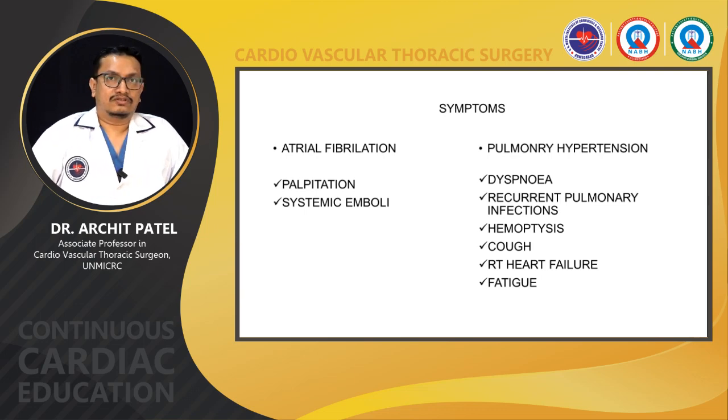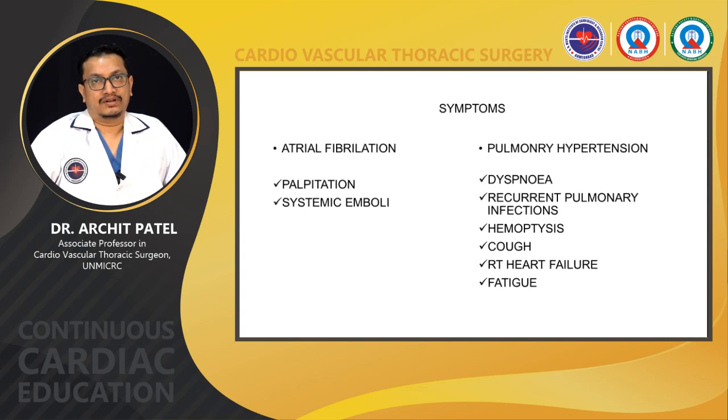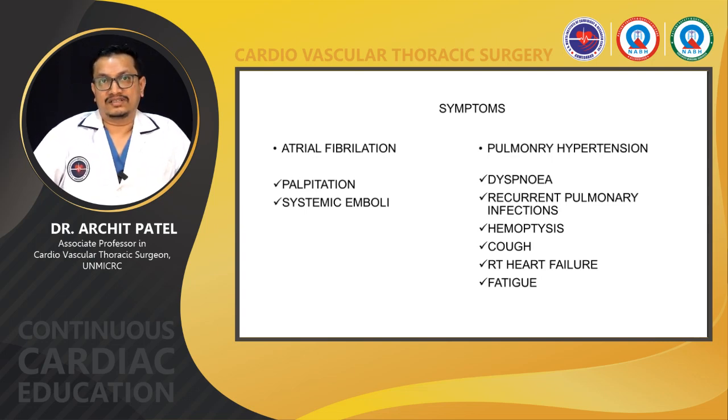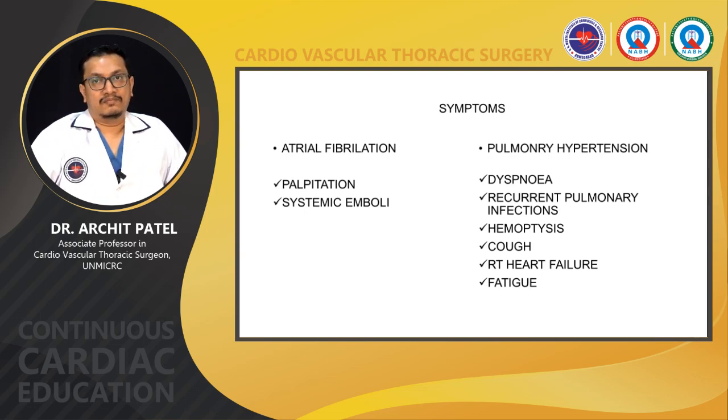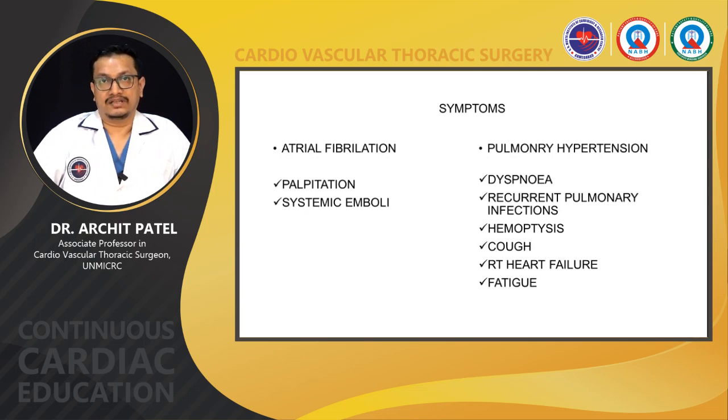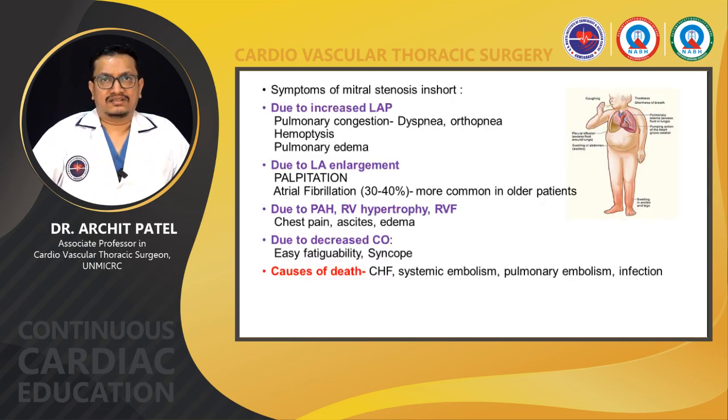Symptoms. Patients with mitral stenosis experience symptoms of atrial fibrillation and pulmonary hypertension. Atrial fibrillation may cause symptoms of palpitation and systemic emboli. Pulmonary hypertension causes dyspnea, recurrent pulmonary infection, hemoptysis, cough, right heart failure, fatigue. The symptoms we'll discuss in short.